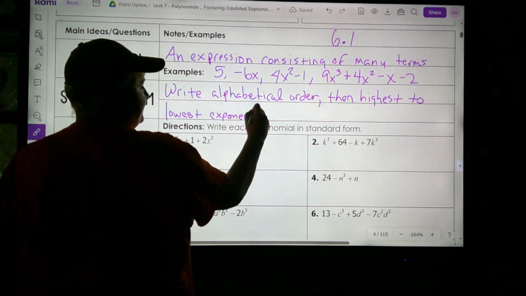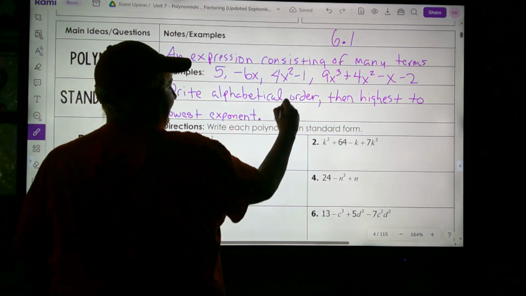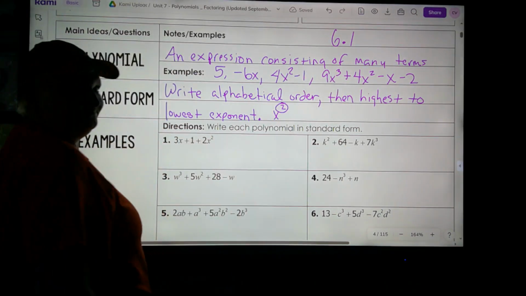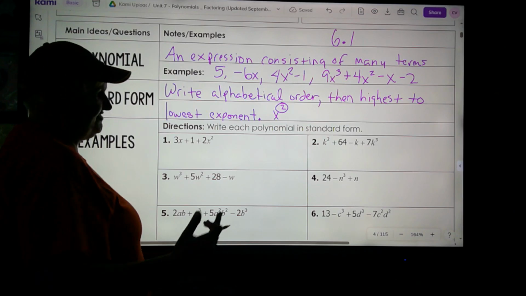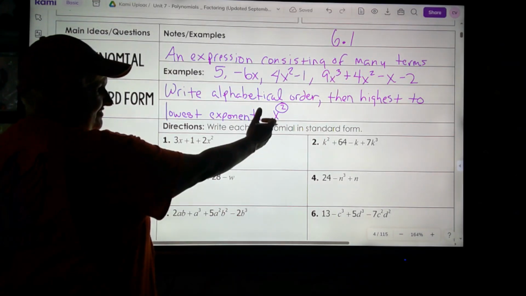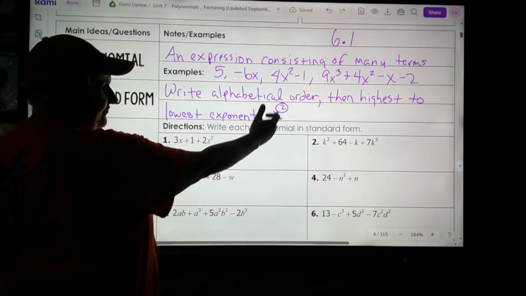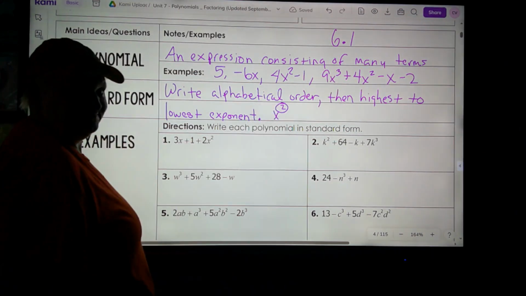Quick note, what's an exponent? It's the number at the top. Sometimes it's a letter, that's why I said that. This is the base, it's a variable, this is the exponent.